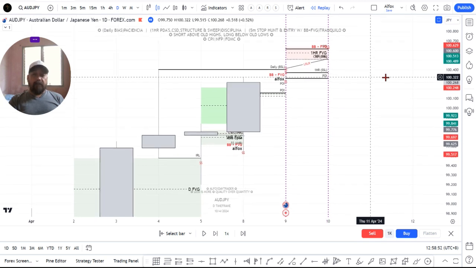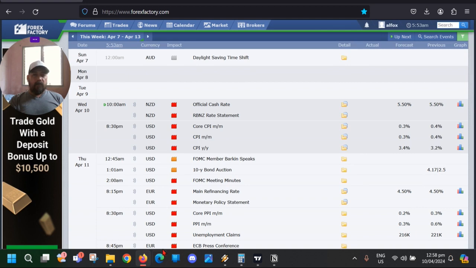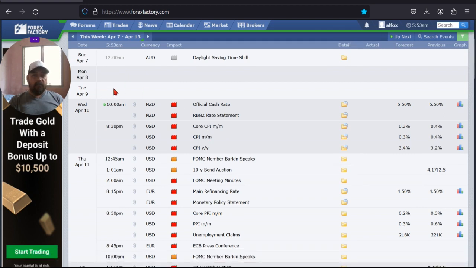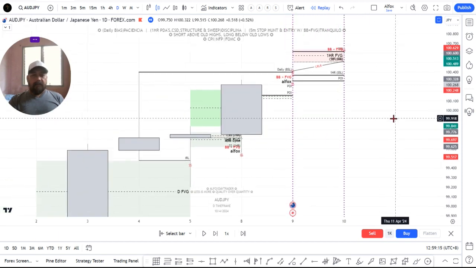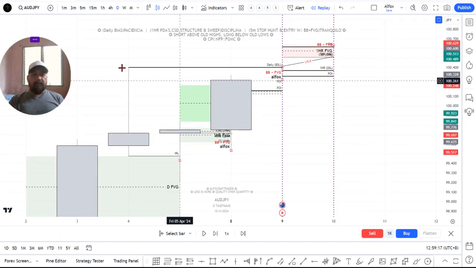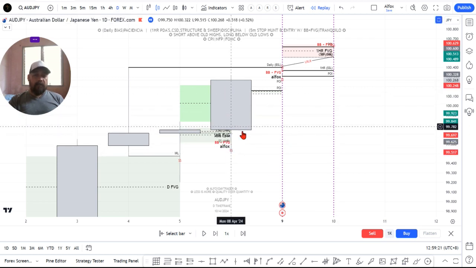So now, as usual, I start my day by checking our calendar. Yesterday, which is Tuesday, we had no news which is related to our pair, which is the Australian dollar versus JPY. So after checking the calendar, I check my chart in my daily time frame. So this was how it looks like yesterday morning.